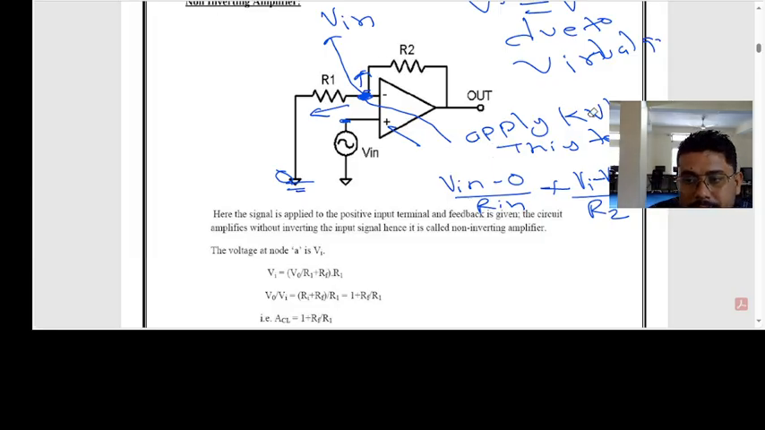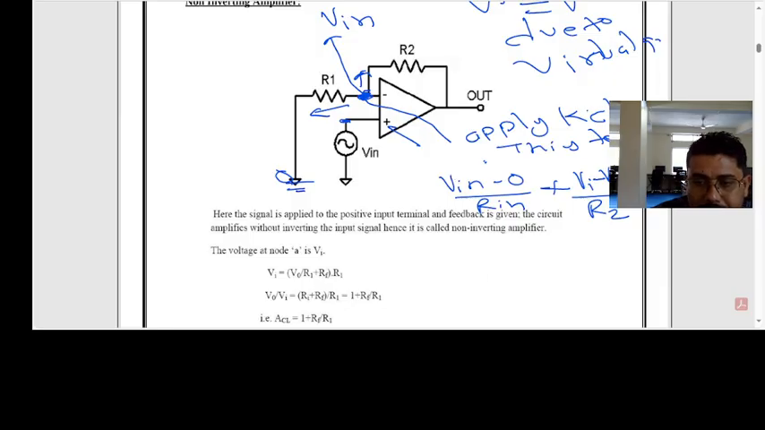This is the KCL, not KVL. So we have applied the KCL on this loop.